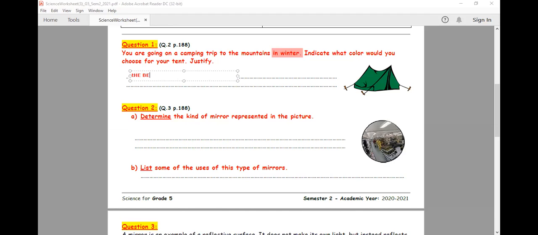Warm. So, the best color to choose is the black color. Black objects absorb all light colors, so they absorb all the energy inside my tent. I will feel warmer. For this reason, it's better to wear dark colors in winter seasons. The best color to choose is the black color, because black objects absorb all light colors, meaning all the energy. Okay, this is one. Let's go, question number two.